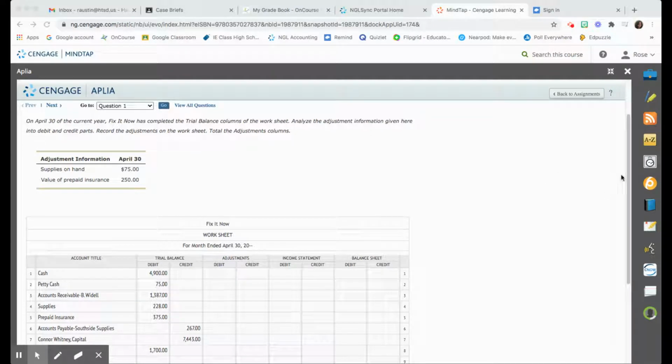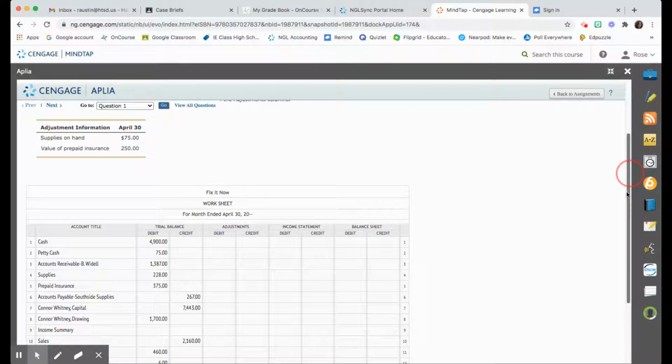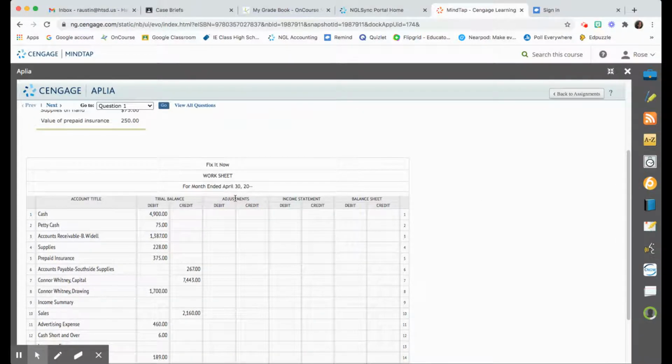Okay, hey everybody, this is your tutorial for 6-2. You can take a look at this. This will help you navigate through the 6-2 application problem. All right, this is pretty easy also, and it's pretty quick, just like the trial balance section was. We're going to do the adjustments now.